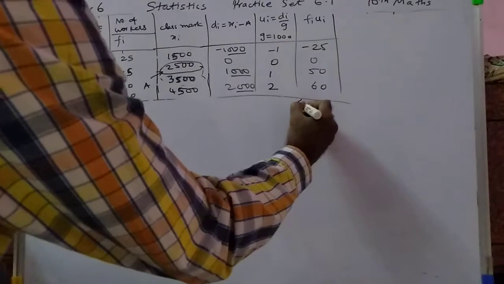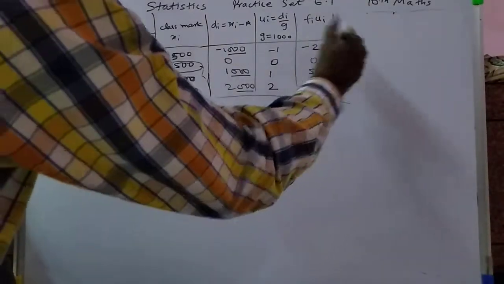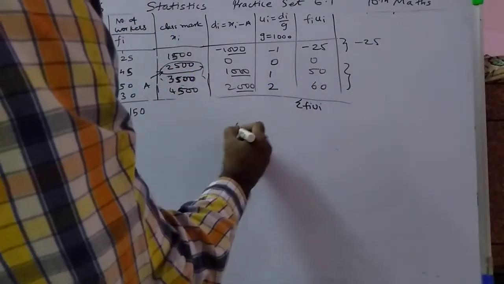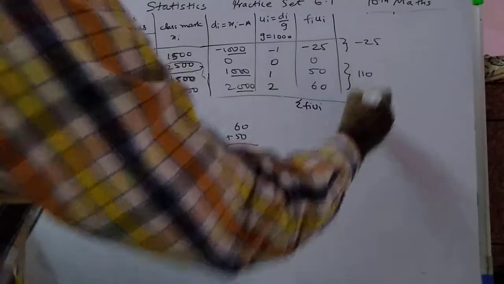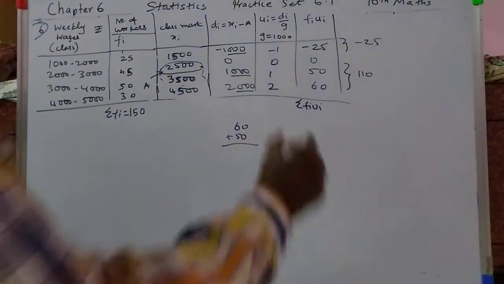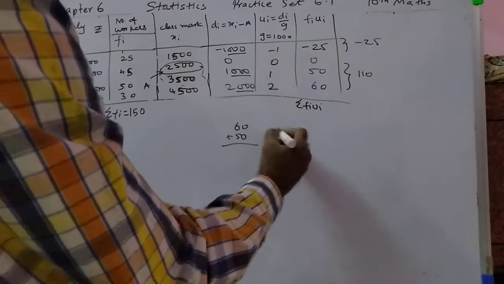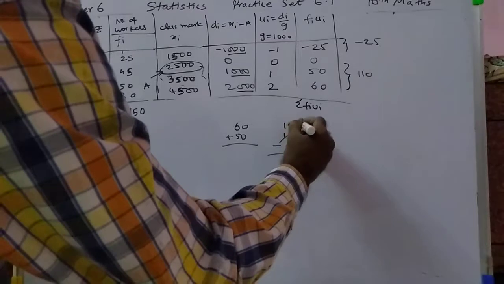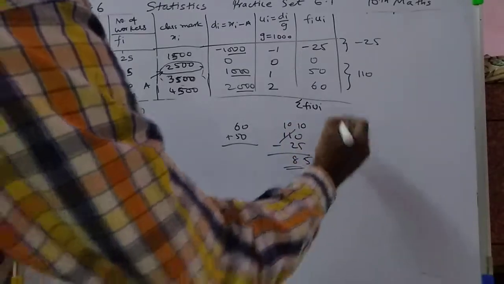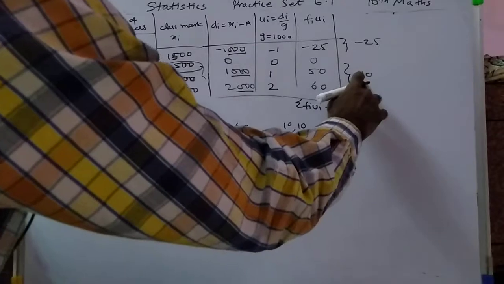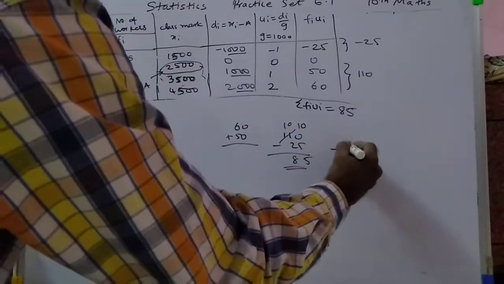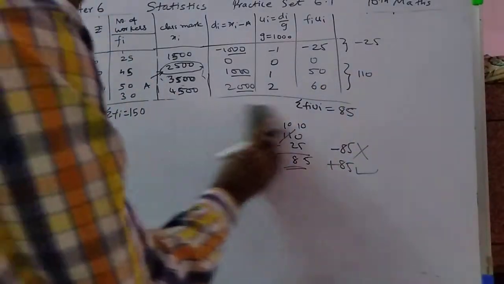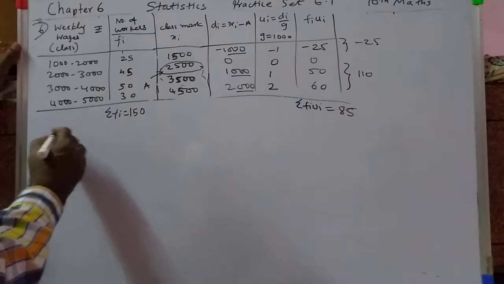And calculate summation of fi ui. That is minus 25 and 60 plus 50, 110. Okay. So now you have to subtract it. 110 minus 25. Okay, so that will become 85 because it is big. So minus 85 won't come, plus 85 because it is big. Now you have to write the formula. That's all.